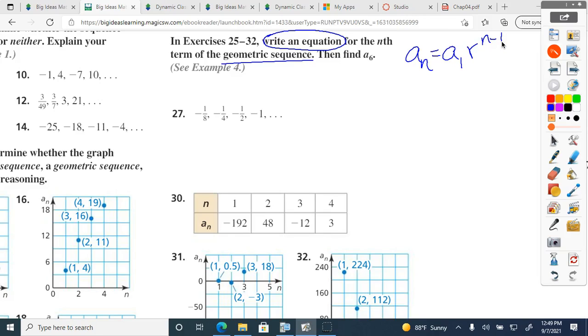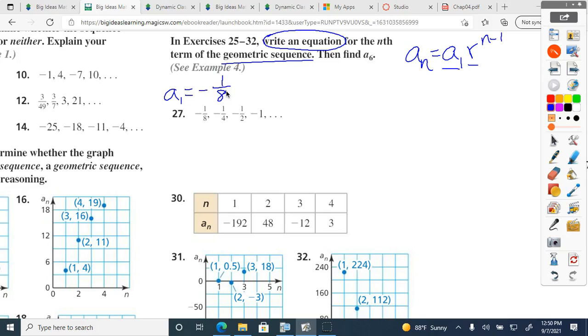Okay? So which two things do we need to write the equation? A sub what? A sub 1. And we need to know, what's the other thing? Ratio. R. Common ratio. Okay, the common ratio. We need to know this and this. Okay? So A sub 1 would be what? -1/8. Okay? Remember, A1 is just the first number that they gave you.